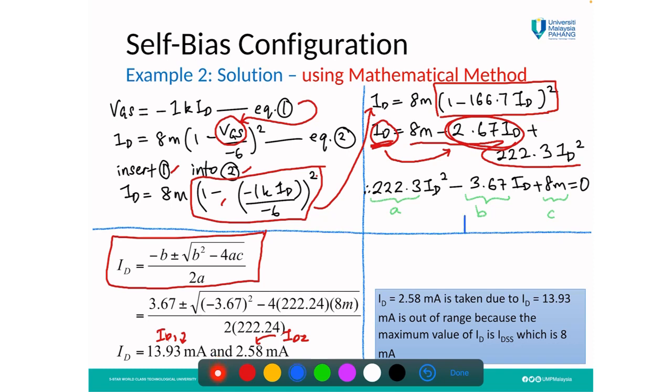Let me explain. We have the curve, right? The IDSS here is the maximum current, which is 8 milliampere. So remember, this is the range for the current. Now we have two ID values: one is 2.58, somewhere here, and another one is 13.93, somewhere there. It exceeds the range, so it's not valid. You must use 2.58 milliampere for the current.